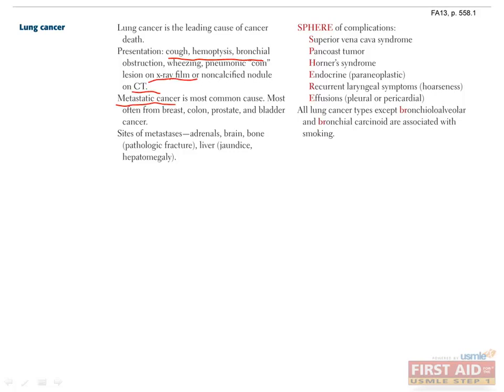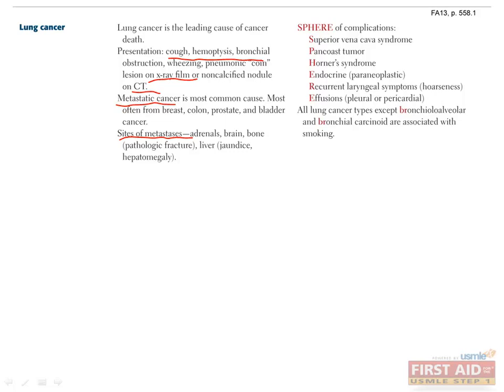Metastasis to the lung is the most common malignancy you'll find in the lung. Mets are typically coming from primary tumors in the breast, colon, prostate, and bladder. On the other hand, when primary lung cancer metastasizes, it most frequently goes to the adrenals, the brain, the bone, and the liver.